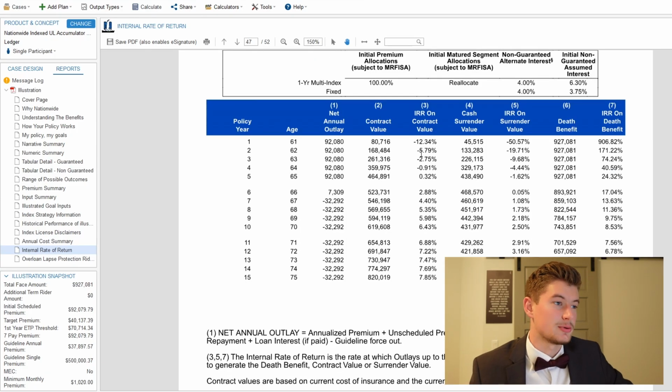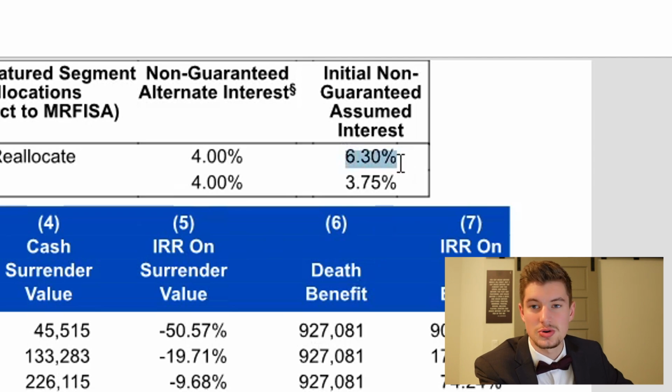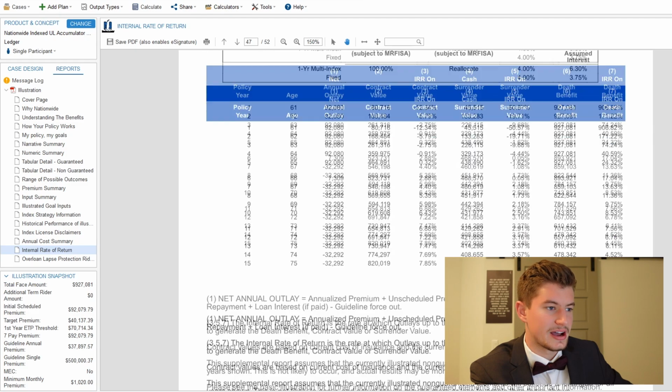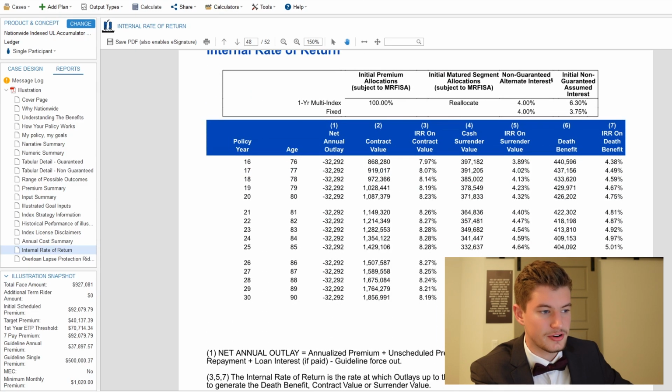In this specific example, it shows us the IRR on the contract value, otherwise the accumulated value, surrender value, and the death benefit. What I always like to do, in this case, you can see up in the upper right that this is running an illustration if it gained 6.3% hypothetically per year. So what you can do on the surrender value, for example, is scroll down to, I usually like to go to like year 30, for example.